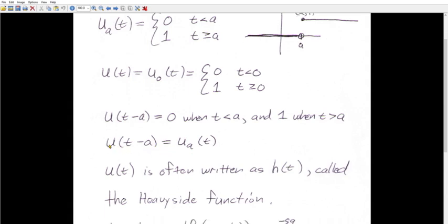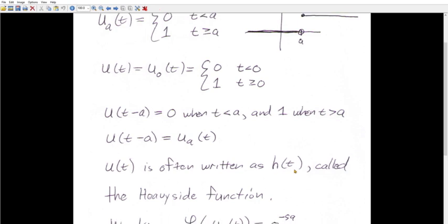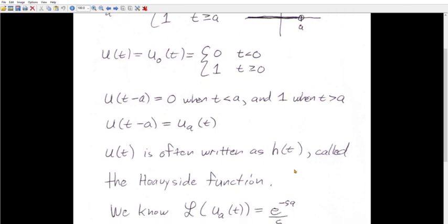u has another name sometimes. Very often you'll see u(t) written as h(t), and the h stands for Heaviside, who developed a lot of what we're talking about today, and the function's named after him. So h(t minus a) is exactly the same as u_a(t).